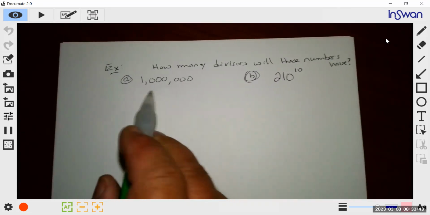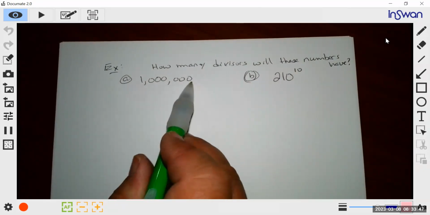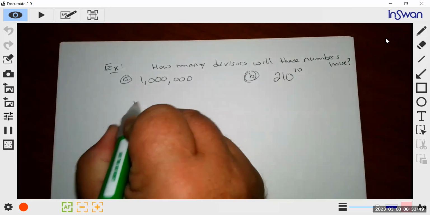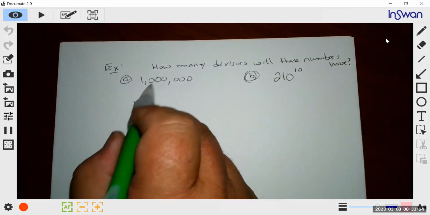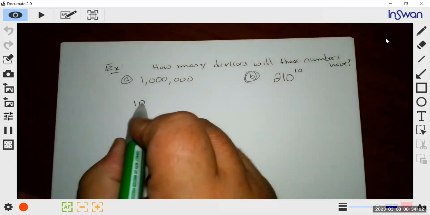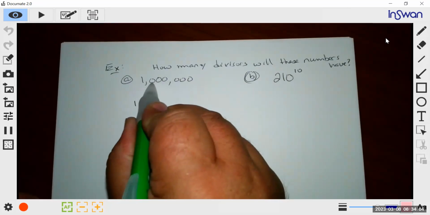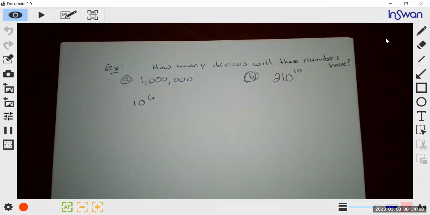This one's pretty easy, because whenever you have a 1 and a bunch of zeros, we know it's a factor of 10. You could do 10 times 100,000, 10 times 10,000, and keep on going from there. What you end up with is 1, 2, 3, 4, 5, 6. This is the same thing as 10 to the 6. 10 times 10 times 10.